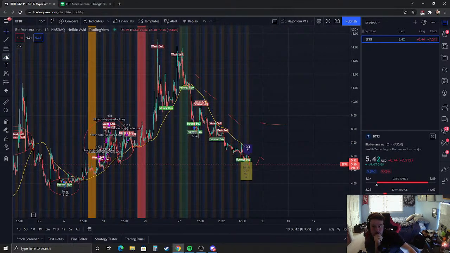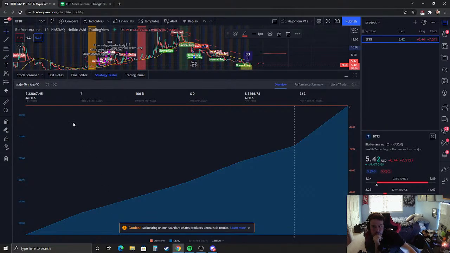We see strong buys like this, and we get up here. You know what I mean? Sometimes you take a normal buy, and even if you sell here, it's not that bad. But no algorithm's perfect, right? And if you look at the net profit here, we're looking at 228%.